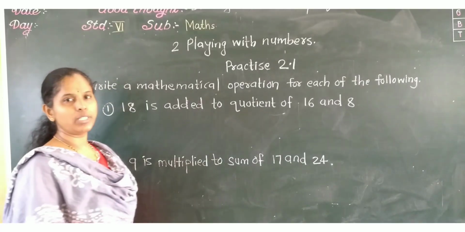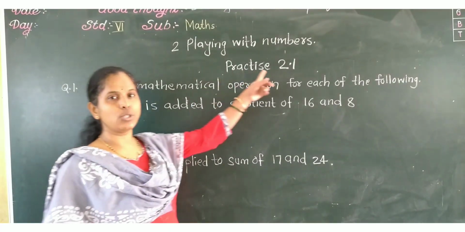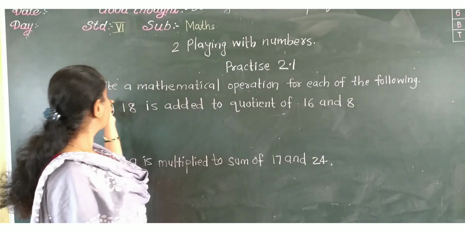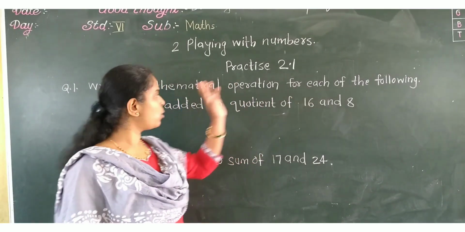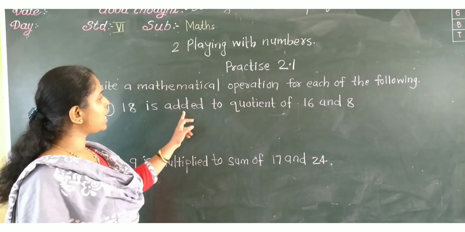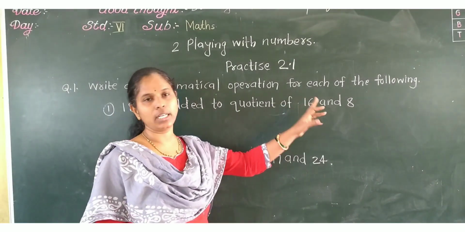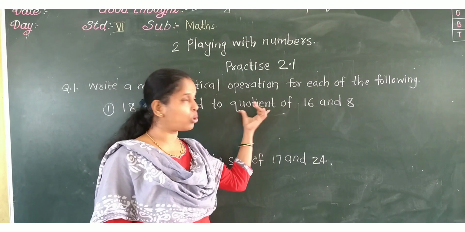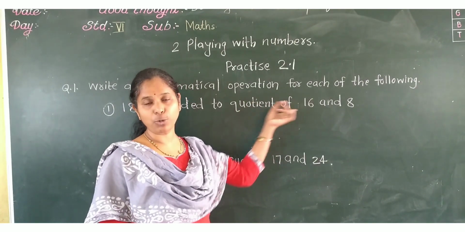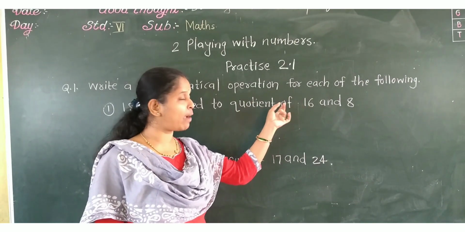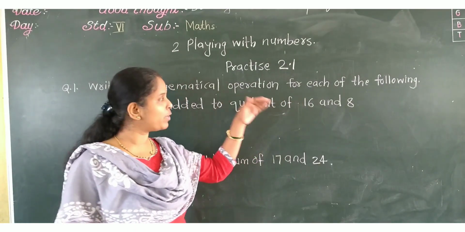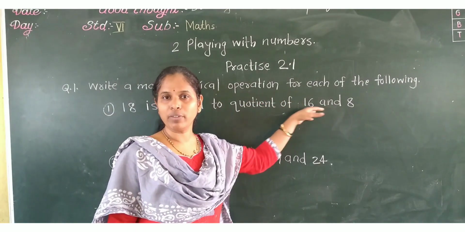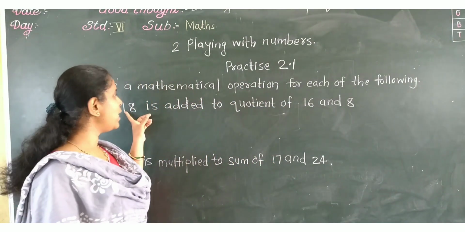Followed? So students, now we will solve practice 2.1. Question number 1. Write a mathematical operation for each of the following. First one, 18 is added to the quotient of 16 and 8. We have to find the quotient. Quotient is related with division. So we have to carry out division here, and to that we have to add 18.